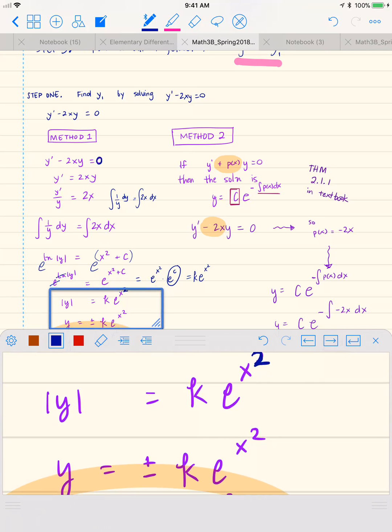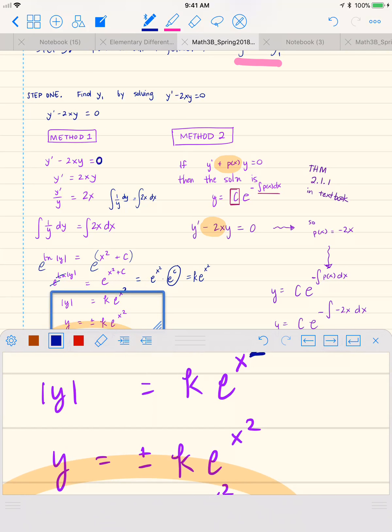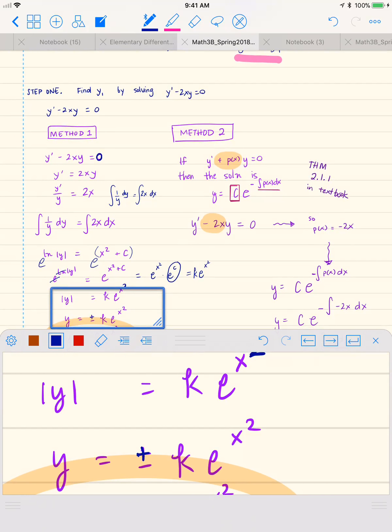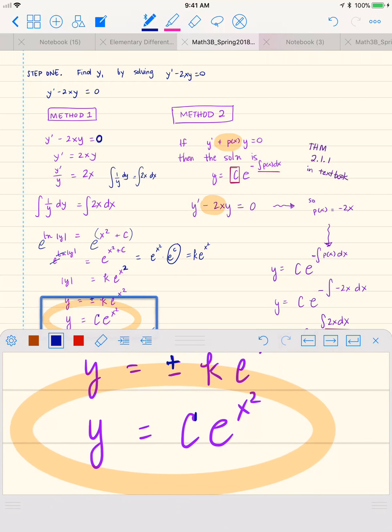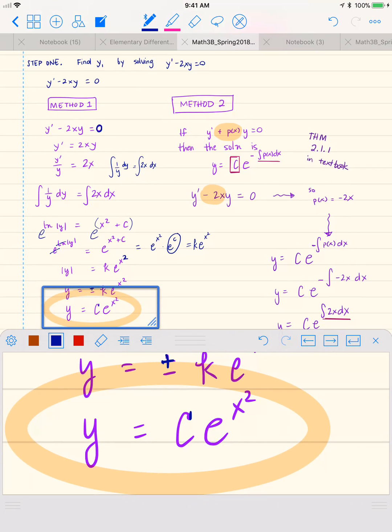Now to get rid of the absolute value sign, we just write y equals plus or minus k times e to the x squared. And if k is a positive number, then plus or minus k we can just rewrite as c times e to the x squared. Okay, so that's our final answer, y equals c e to the x squared.